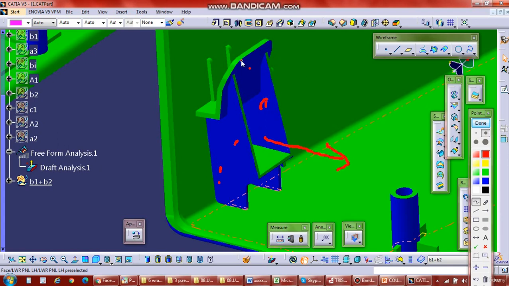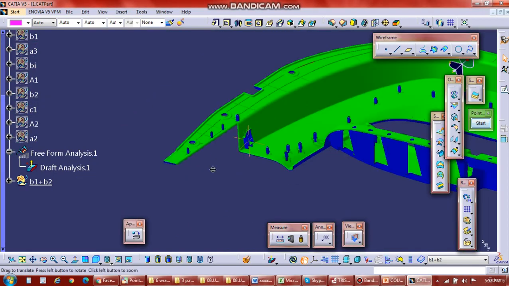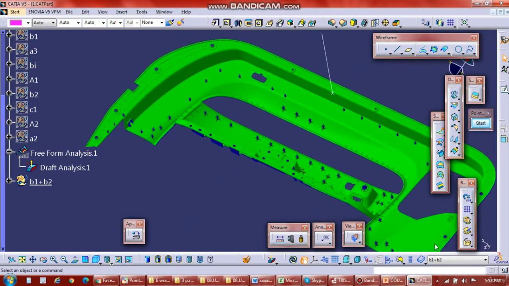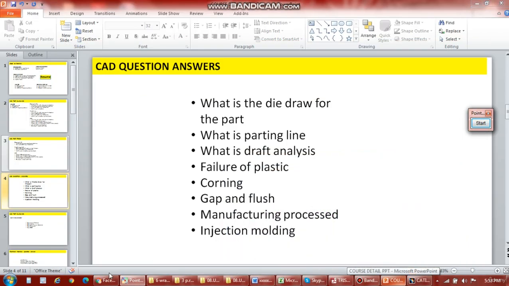And the parting line will be this. Whatever comes in the main tooling direction, you can consider in main tooling, and other things you can consider in the lifter. So this will be your lifter. And then what was the next point? Okay, we will discuss the lifter and slider also.